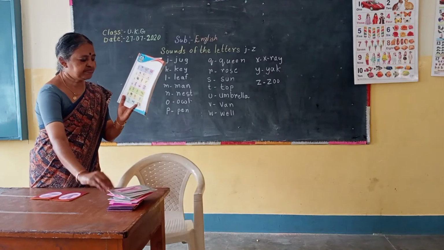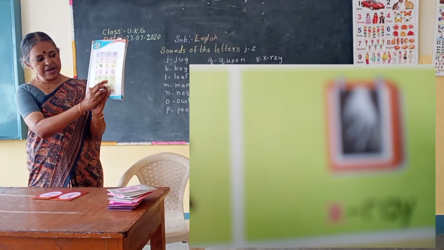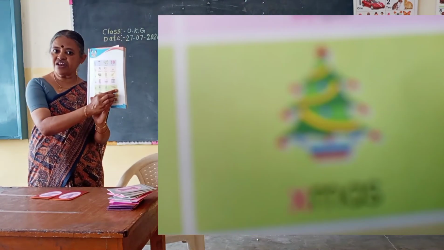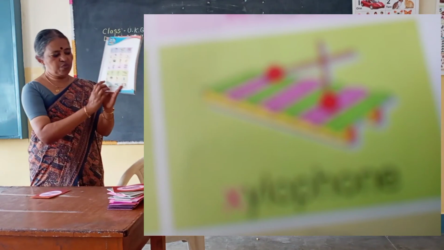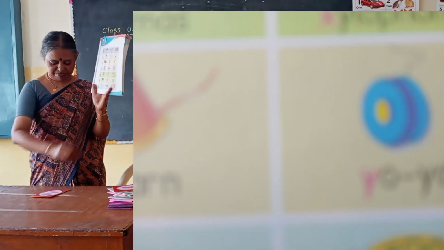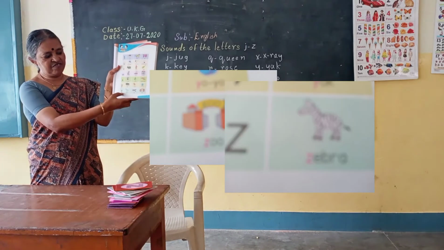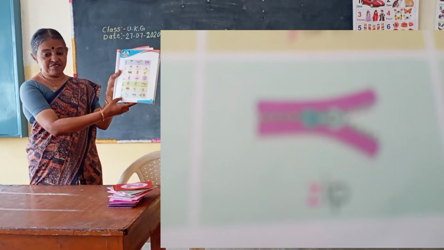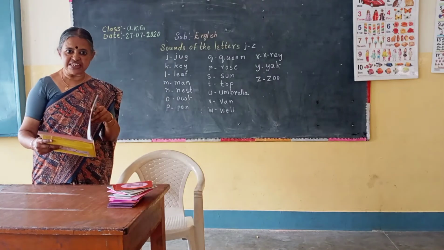X. X for X-ray, X for X-mask, X for xylophone. Y. Y for yolk. Y for yum. Y for yo-yo. The last letter is a Z. Z for zebra. Z for zip. Z for zoo. We have learned all the alphabets A to Z.